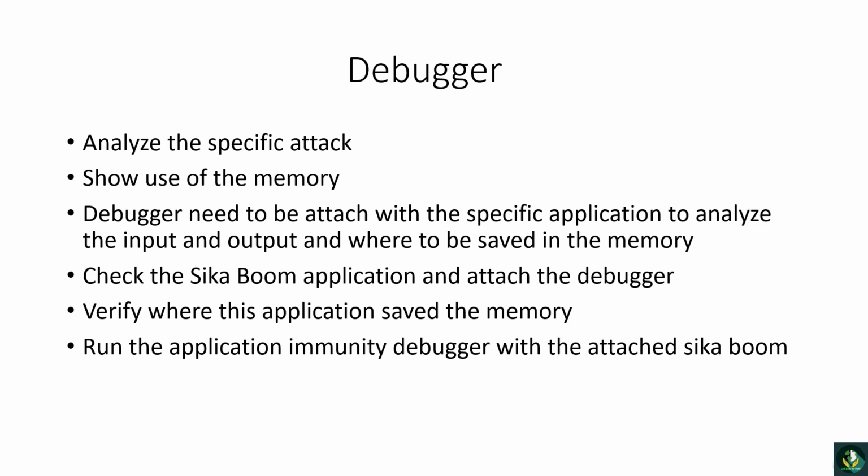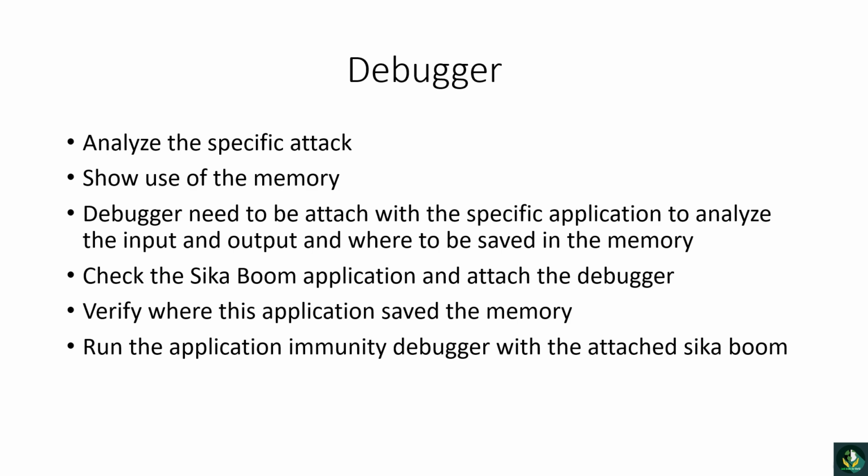There are a lot of debuggers, and the best debugger to use is the Immunity Debugger. There are already many of them, but Immunity Debugger is suitable because it's quite easy to use. To repeat this attack, we need to analyze where exactly this will be saved inside the memory. So here's what we're going to do with the Immunity Debugger.